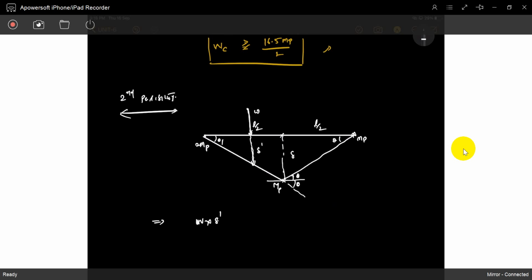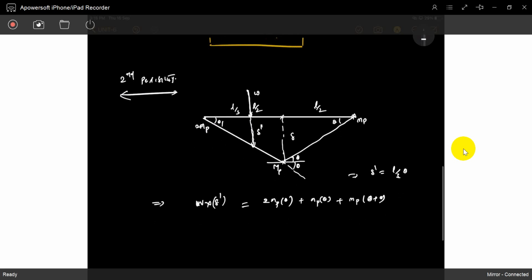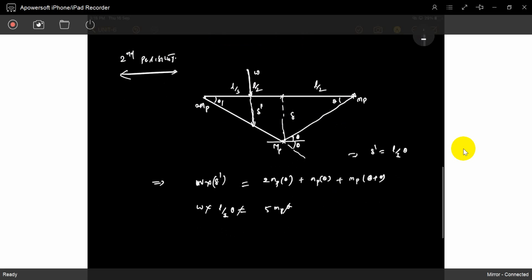Okay, so that's it. So you can see delta 1, what is it? This is L by 3, na? So delta is L by 3 theta. Both have the same theta. Internal work is equal to 2Mp theta plus Mp theta plus Mp theta plus theta. That's it. So delta is L by 3 theta, and 2 plus 3 is again 5 Mp theta. Theta theta cancels. The working load W is 15 Mp by L.